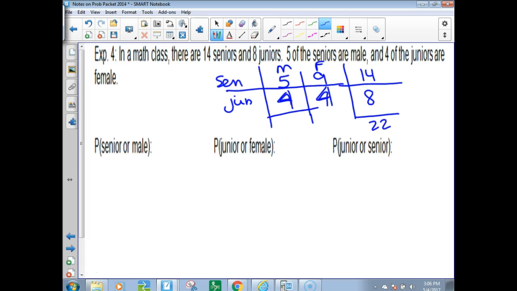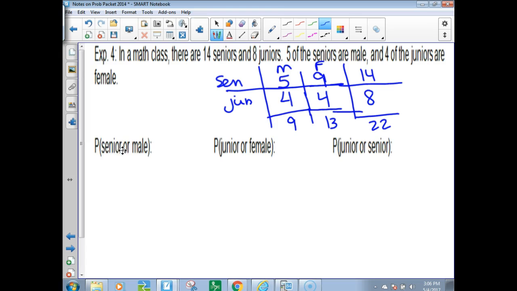All right. So then how many males do we have in all? 9 plus 4 is 13. And then you see how we can get a bunch of data now? 9 plus 4 would be 13 females. You got more information by organizing this in a chart. All right, let's answer the questions now.